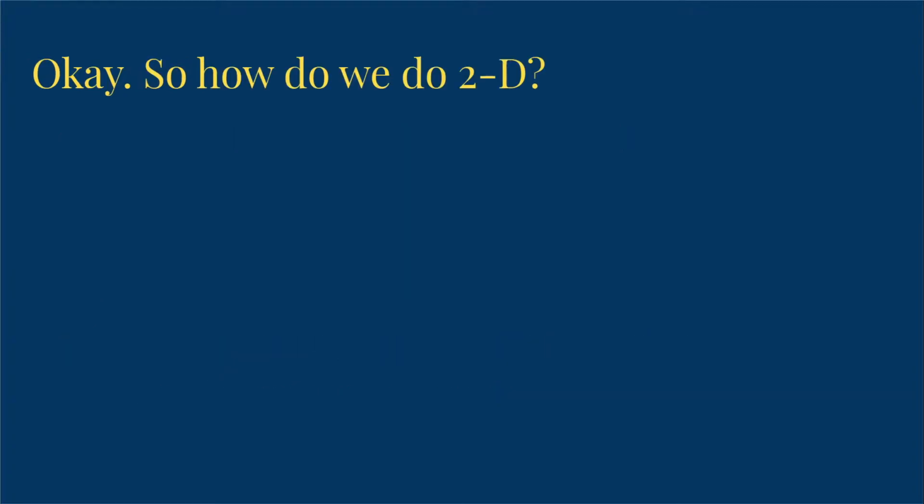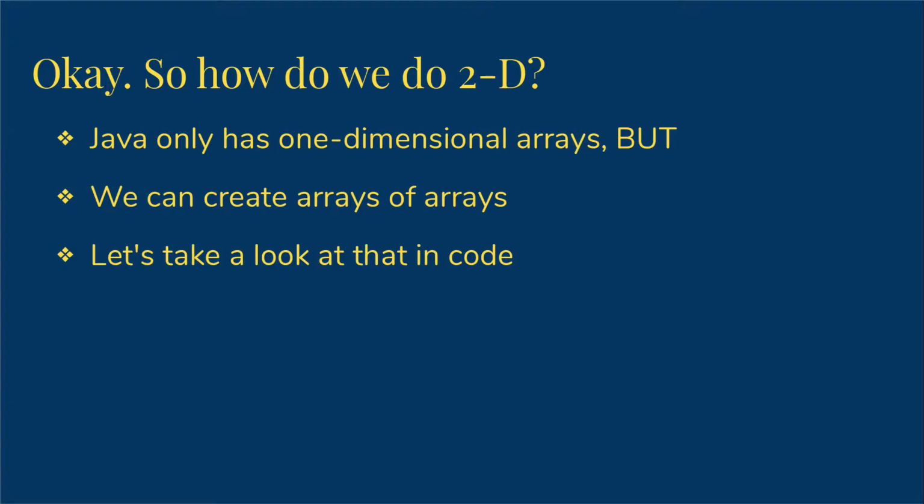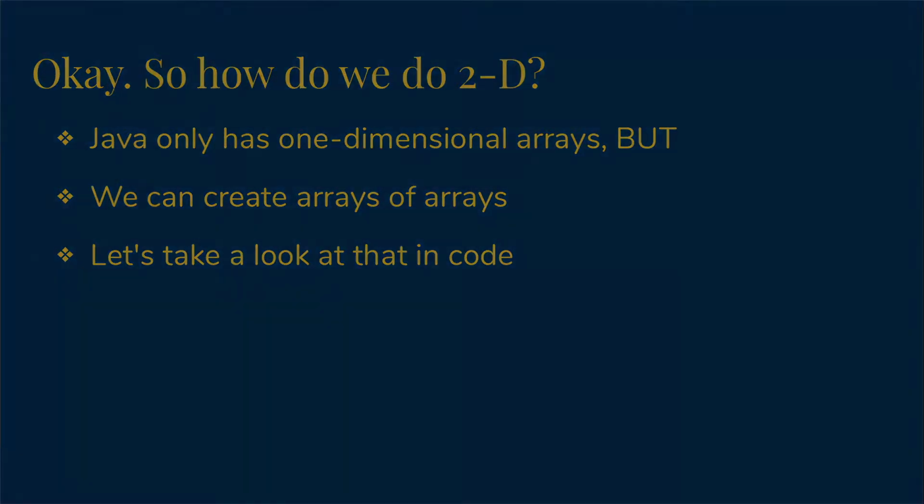How do we actually use our 2D arrays? In Java, we actually only have one-dimensional arrays. So that might seem to make this all moot, except that we can create arrays of arrays, and that ability allows us to create tables or matrices. So let's take a look at how this actually works in code.